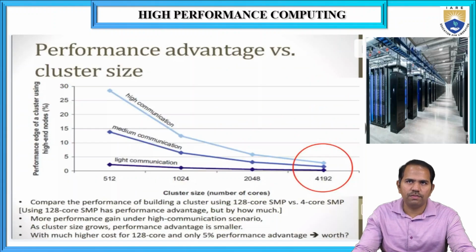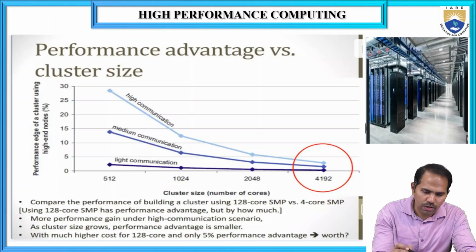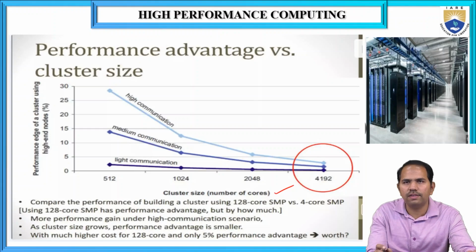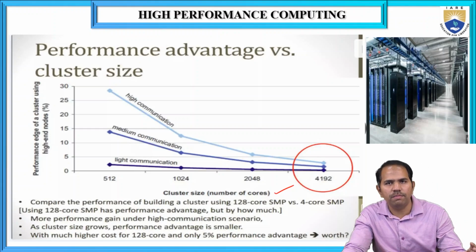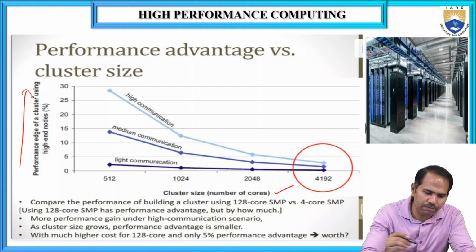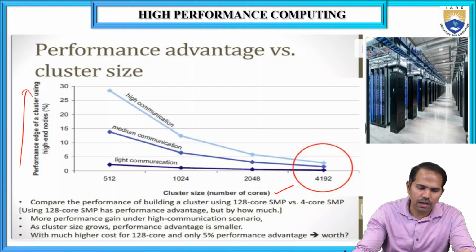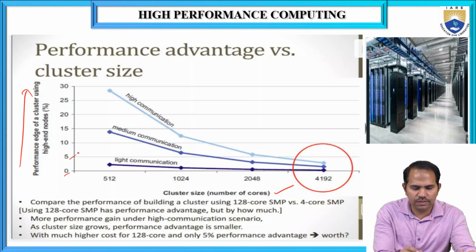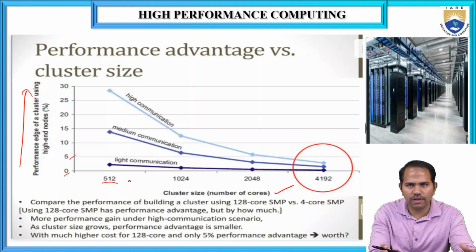Next is performance advantage versus cluster size. If the cluster size increases, what does the performance indicate? We observe high communications here. This is the number of core processors and the performance advantage in a cluster. A cluster means a group of similar systems connected together and working together to get high performance. Here the performance uses a cluster of high-end nodes. The percentages we consider are 10%, 5%, and so on. 500 systems are grouped into one cluster.